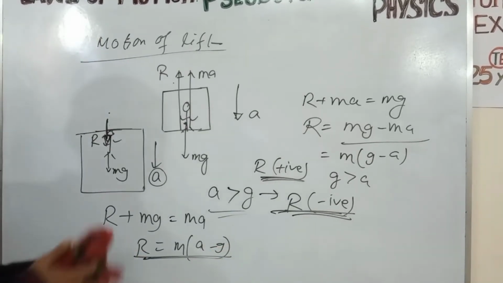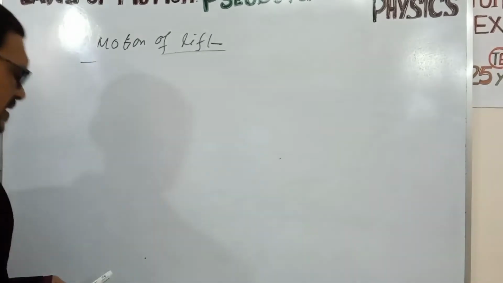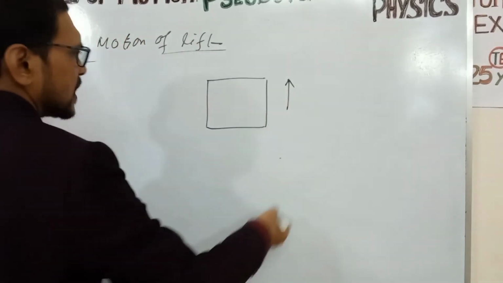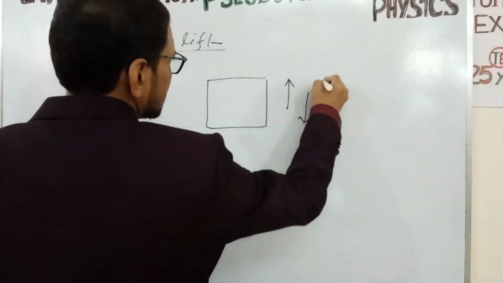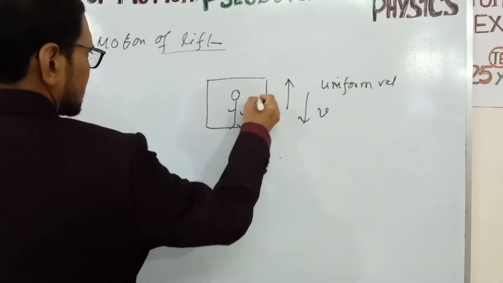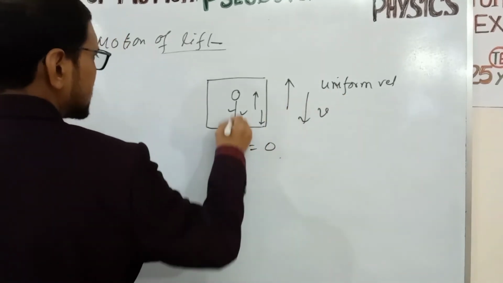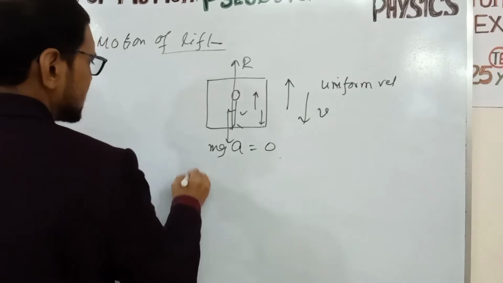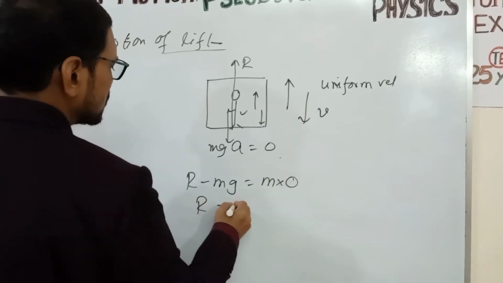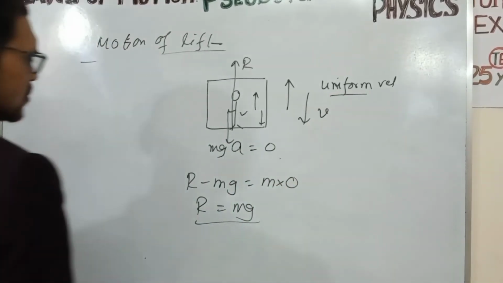Now if the lift moves upward or downward with a constant velocity, that is uniform velocity, then what happens? Uniform velocity means acceleration is 0. If the reaction force is r and weight is mg, then r minus mg equal to m into a, which is 0, so r equal to mg.